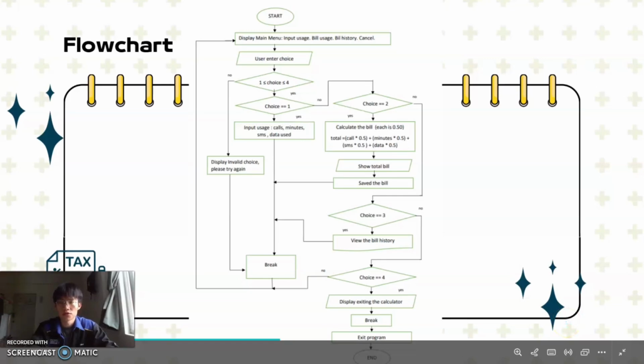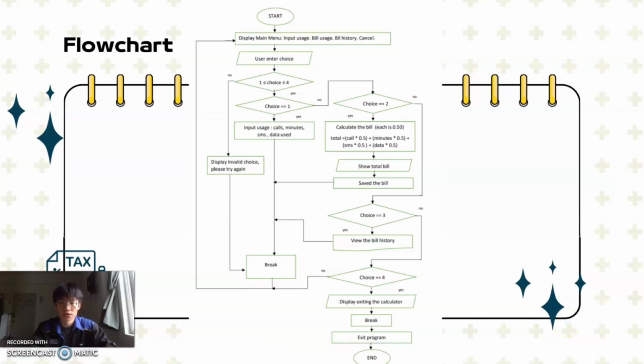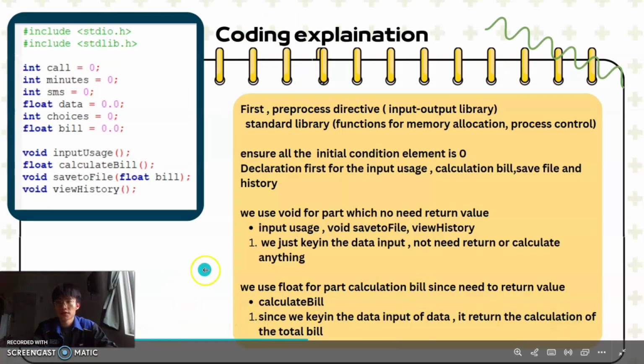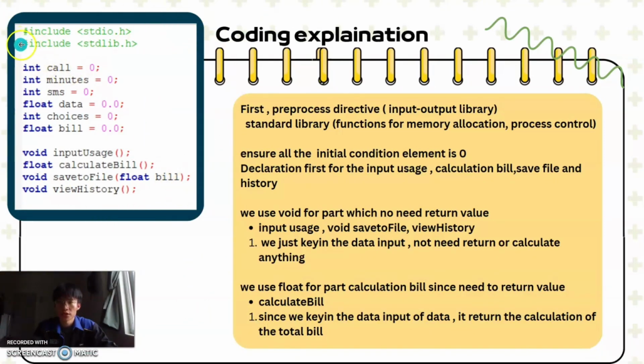Now I will continue to the next part, which is the coding explanation. First, we need to type the hashtag include, which is the library. Then we need to initialize all the variables starting from 0. We use integers for call, minutes, SMS, and choice. For data, we use float, which has a decimal point. We initialize all of them to 0.